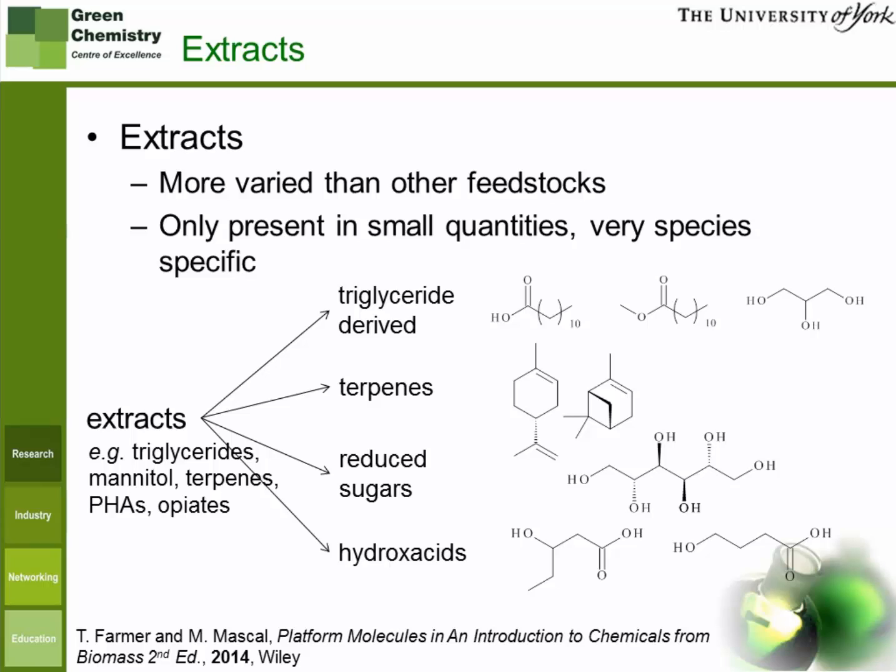This reduced sugar here, this is mannitol, and this can be found at greater than 10% of dried seaweed samples. So even though this is an extract, this can actually be found in quite high quantities, and that's why I've included this here, just because of how high a percentage it can actually be in some biomass.